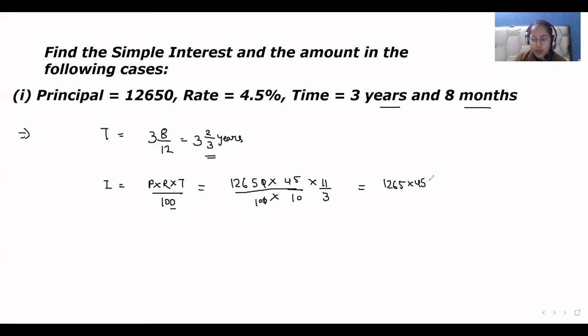1265 multiply 45 multiply 11 over 3 and 2 times is 100. So we eliminate 3 with this. 3 times 1 is 3. 3 times 5 is 15. After multiplication of the numerator, we get 208,725 over 100. So there are 2 zeros in 100, so we'll put the decimal after 2 places. So this is our interest.